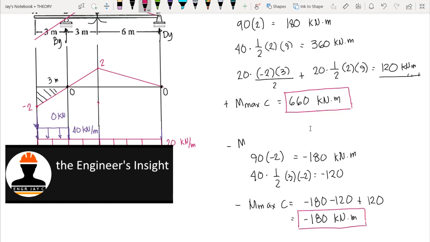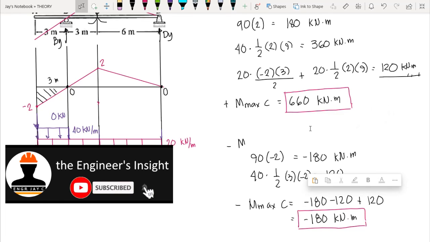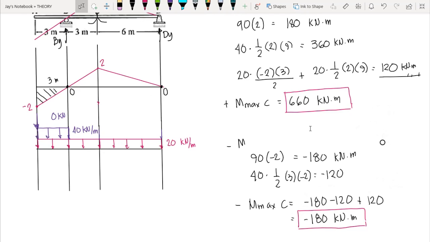Okay, so that ends our discussion on the application of influence diagram.